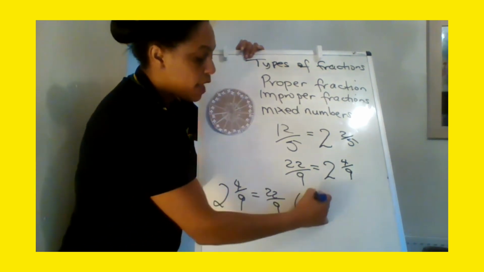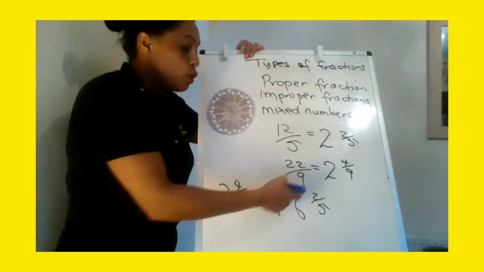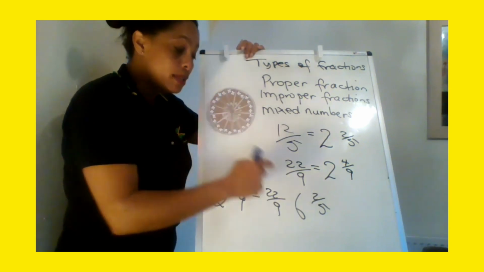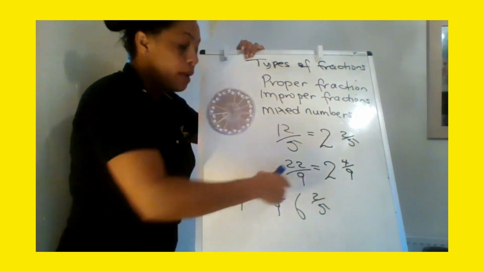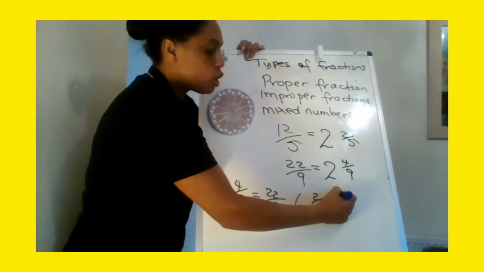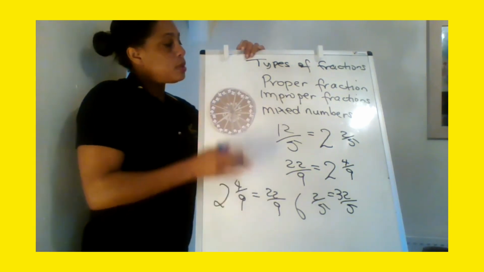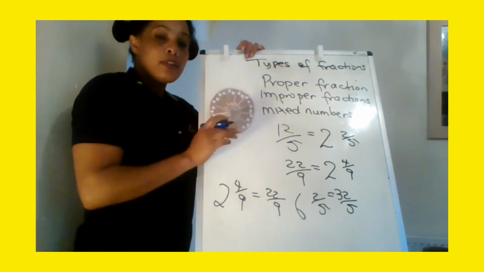If I have 6 and 2 5ths, it means I have enough cake to make 6 whole cakes. And remember, 1 cake had 5 pieces. So how many pieces do I have in total? 5 times 6 is 30, plus I have 2 more pieces there. So it's going to be 32 out of 5. Hopefully this helps. So we looked at proper fractions, improper fractions, and mixed numbers.